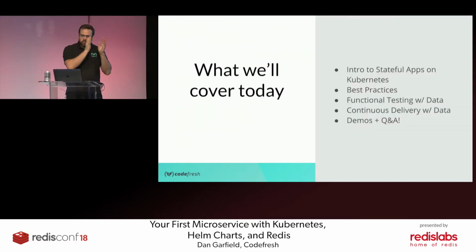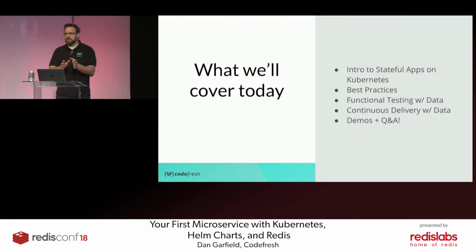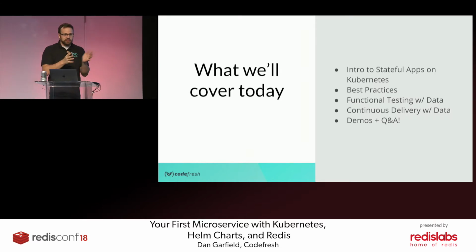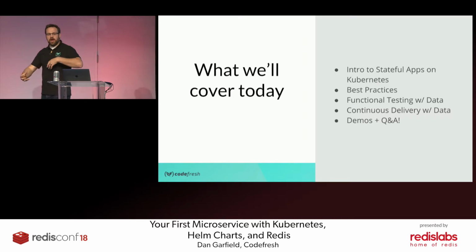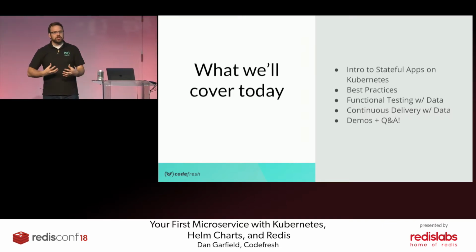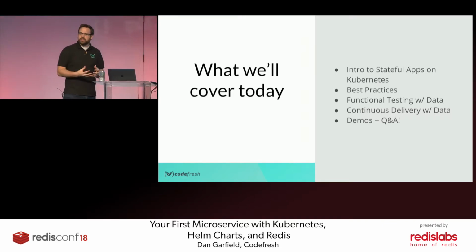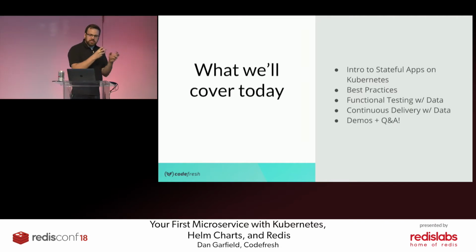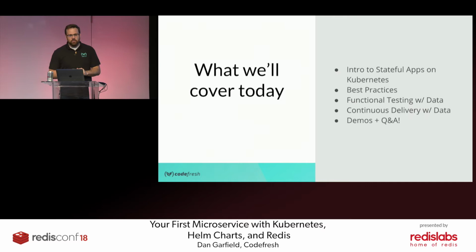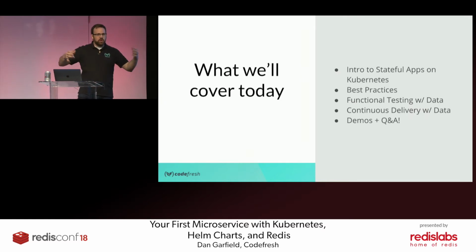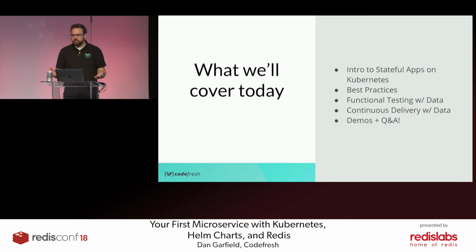Now what we'll cover, we'll do an intro to stateful apps on Kubernetes, like Redis. And we will talk about some best practices. And then we'll talk about how we can use data to do functional testing before we deploy changes. And then we'll do some continuous delivery with that data intact. And then we'll do the demo, and we'll take some Q&A. Sound good? Everybody's enthusiastic? Excellent.